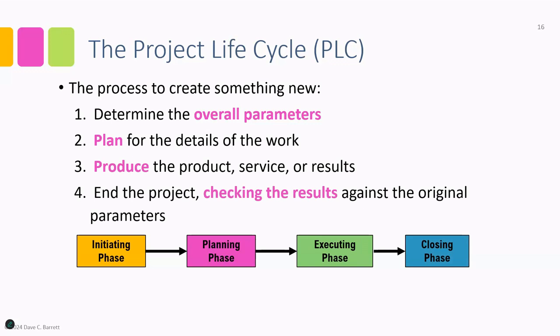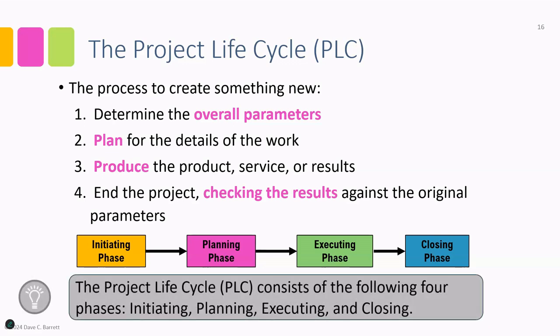These 4 steps, these 4 boxes separated by arrows, is what is referred to as the project life cycle. Each phase defines the type of work that is done at each point in the project as it moves from start to end. So key idea: the project life cycle, or PLC, consists of the following 4 phases: initiating, planning, executing, and closing.